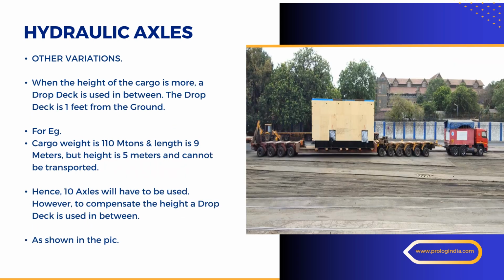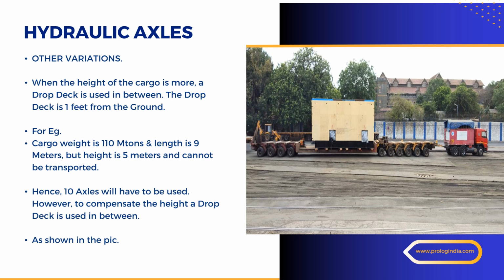There are other variations, like when the height of the cargo is more, a drop deck is used in between. The drop deck is 1 foot from the ground. If you see in the picture, between these two sets of axles, behind there are 4 axles, ahead there are 6 axles. Between them there is a drop deck. This drop deck is joined to the axles.